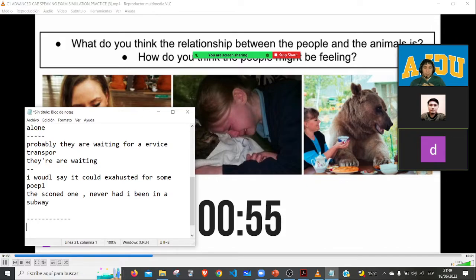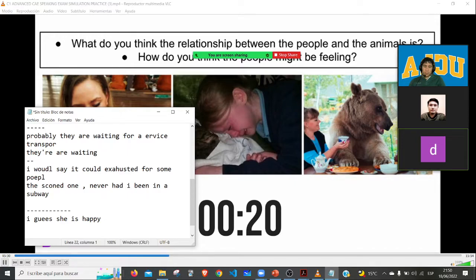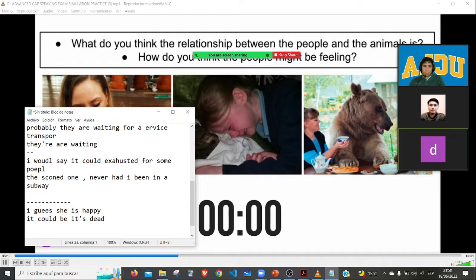Okay. This picture shows people with animals, next to the animal, but there are some differences because in the first one, she is feeding that tiger, and I guess she's happy about that. But on the other hand, in the second picture, the little girl is crying, maybe because of his death, a dead cat. And the last one, I think is dangerous, and it could be publicity.